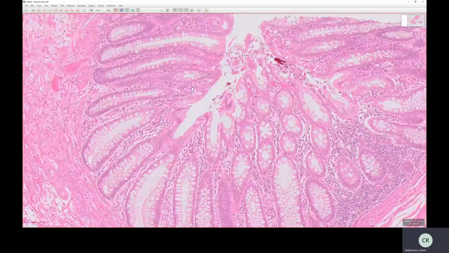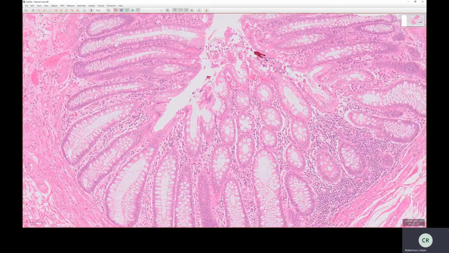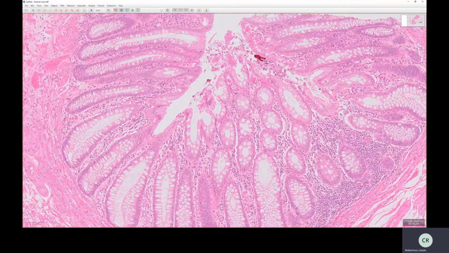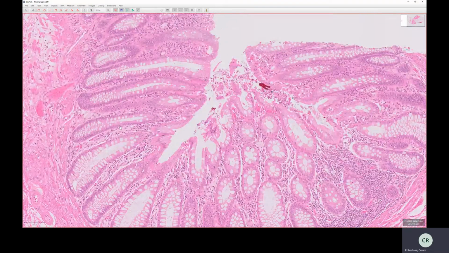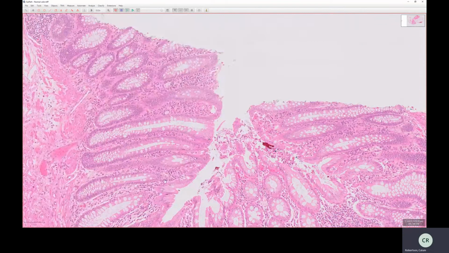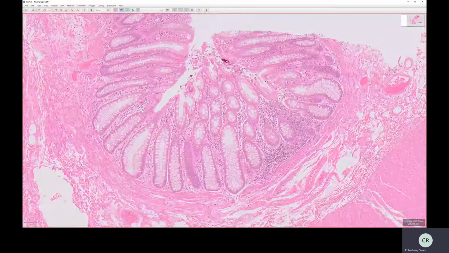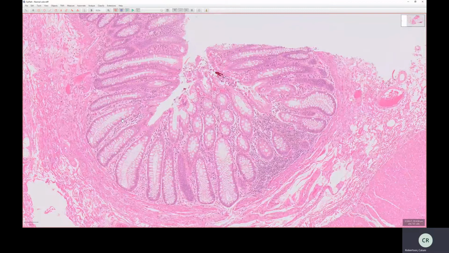If you see the loss of the plasma cell gradient, so the same number of plasma cells down here as there are up here, that's a basal plasmacytosis or loss of the plasma cell gradient. And that means that this bowel is chronically inflamed. But that's not what we've got here, because this is normal colon. But that's how you can tell if a colon is chronically inflamed.